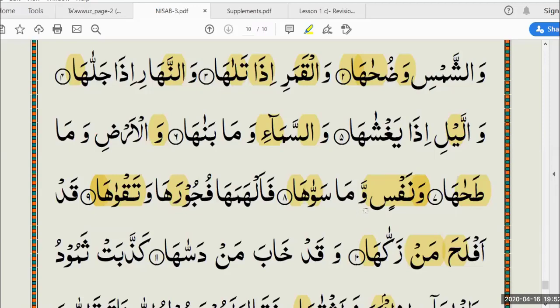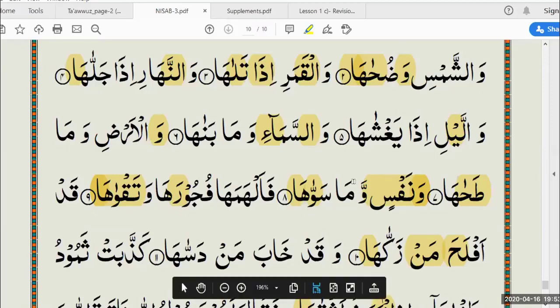Idgham naqis. Okay, and why do you think it's naqis? We pronounce gunna sound. Well done. And how do you know it's idgham naqis or idgham kamil? Because if you remember, we learned idgham naqis and idgham kamil. Idgham kamil is the one without gunna, right? So why do you think this is idgham naqis? Idgham naqis.